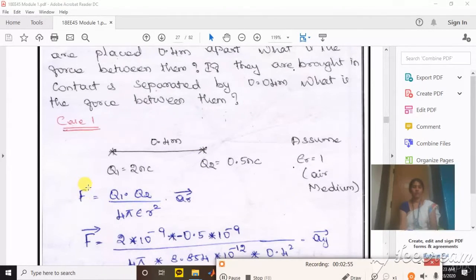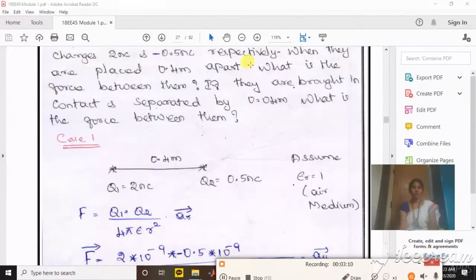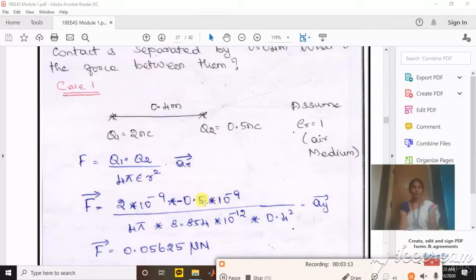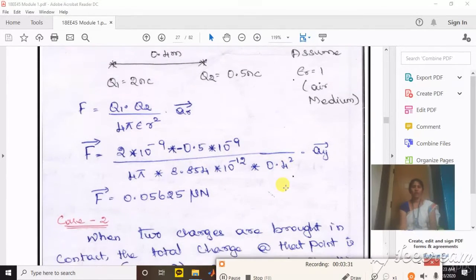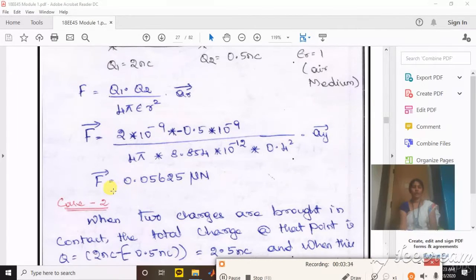So as usual, using Coulomb's law, F is equal to Q1 into Q2 divided by 4 pi epsilon R square AR vector. Q1 value is 2 nanocoulomb, that is 2 into 10 to the power of minus 9. Q2 is minus 0.5 nanocoulomb. In the diagram also you should represent it as minus 0.5, divided by 4 pi. Epsilon value is 8.854 into 10 to the power of minus 12. Epsilon r is 1. The distance between your source and effect is 0.4, so 0.4 square, into the direction. Since it is placed on your y-axis, you can write it as AY vector, or you can simply consider it without AY also. So F is equal to 0.05625 micronewton.